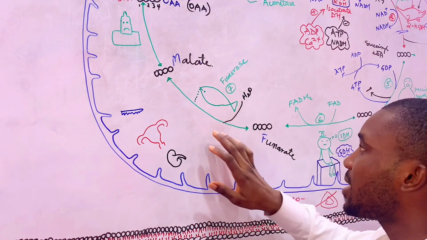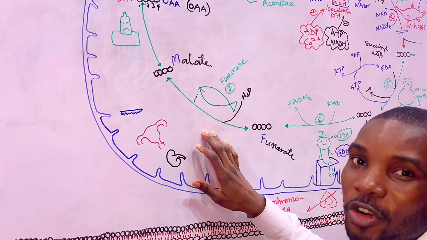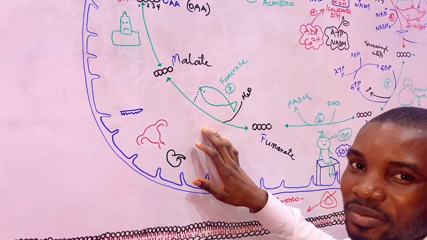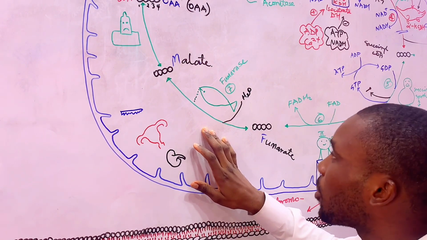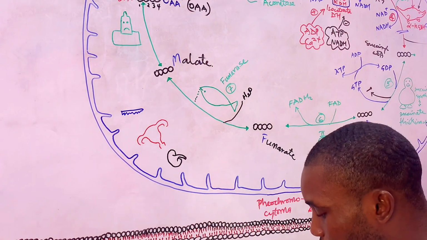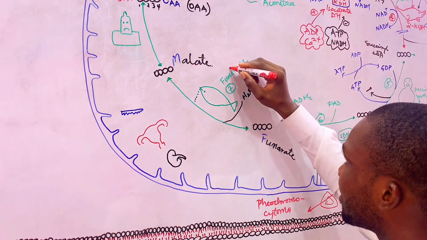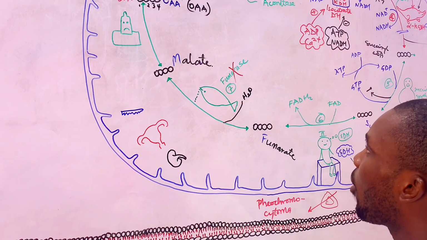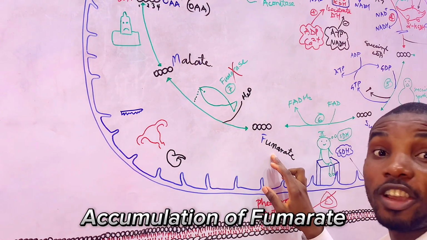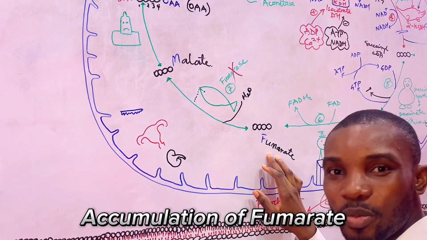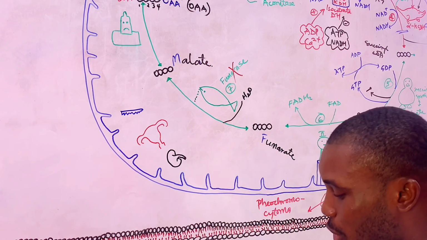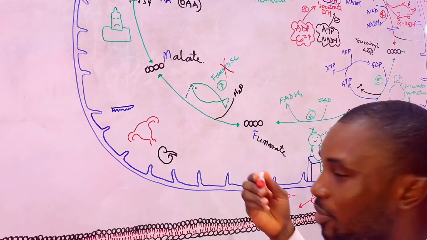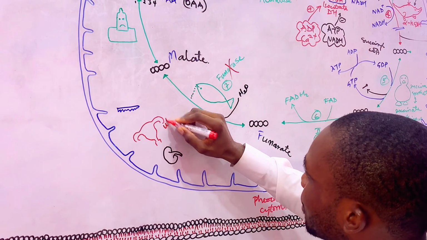Now this step would have been a very easy walkover if not for the fact that there are deficiencies that could arise from this step. Now the fumarase can be deficient. When this fumarase is deficient, what will happen? There will be accumulation of fumarate.